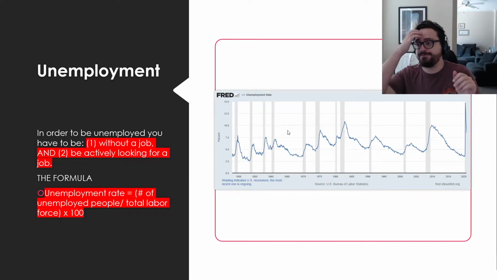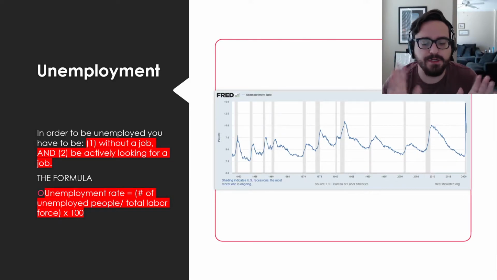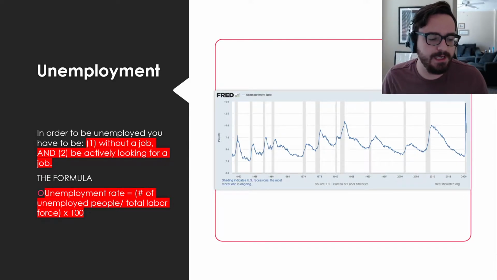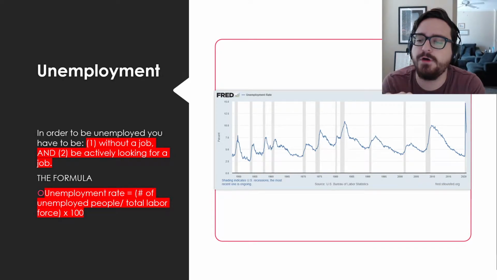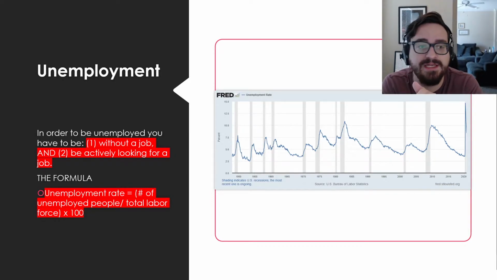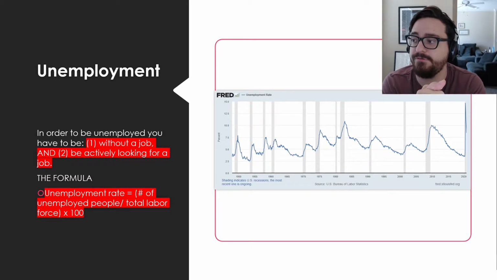Now, unemployment. So here's the big thing. The assumption for unemployment for a lot of people, the incorrect assumption, is that if you don't have a job, you are unemployed. That is not the case. There are two things you have to be. One is without a job, so you've got the first half down. But the second part for you to be officially counted as unemployed is that you have to be actively looking for a job. You need to be applying places. You need to be trying to look.